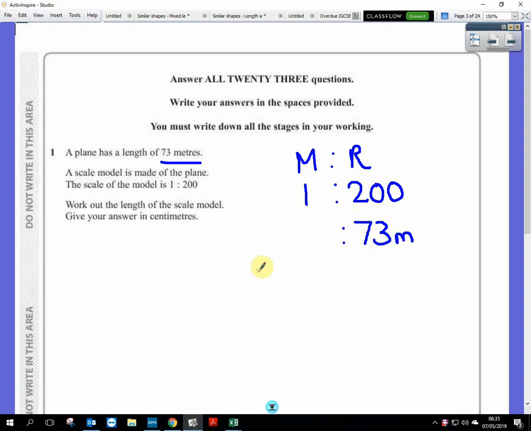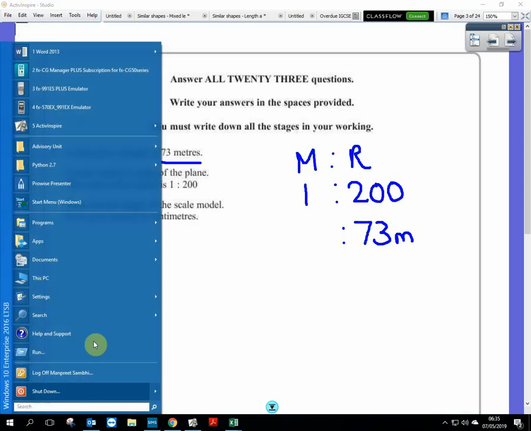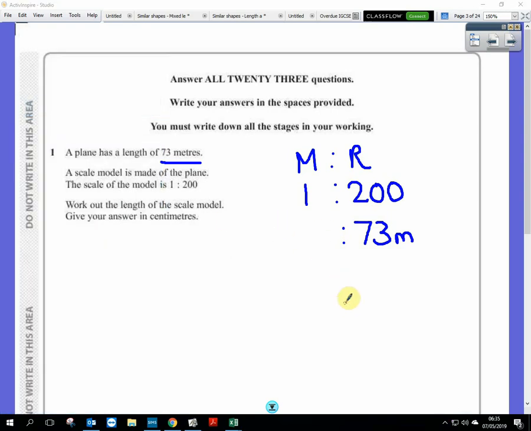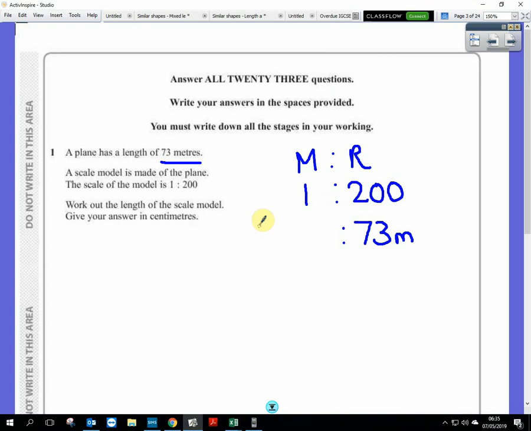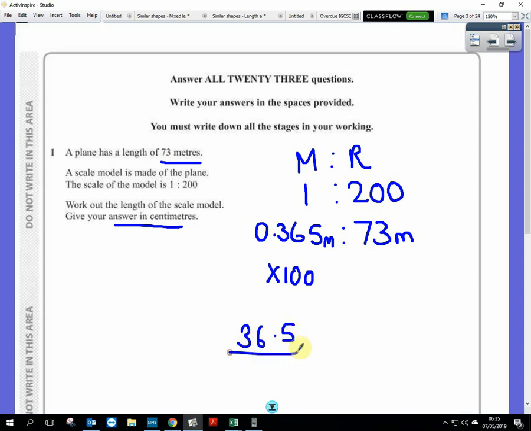Okay, and I can easily work out the length of the model by dividing it by 200, because it's 200 times smaller. So 73 divided by 200 gives me 0.365. This is in meters, of course. And give your answer in centimeters. There are 100 centimeters in a meter. So you multiply this by 100 and we end up with 36.5.